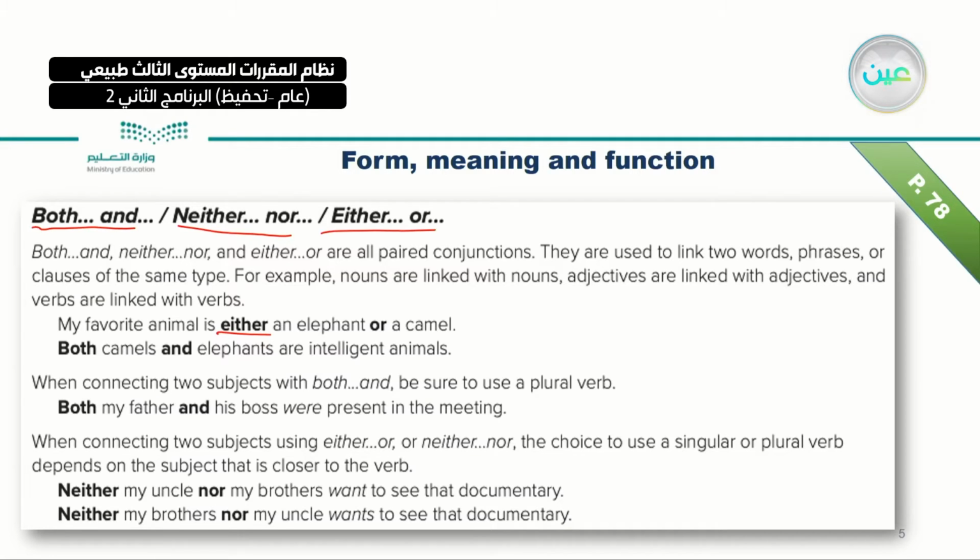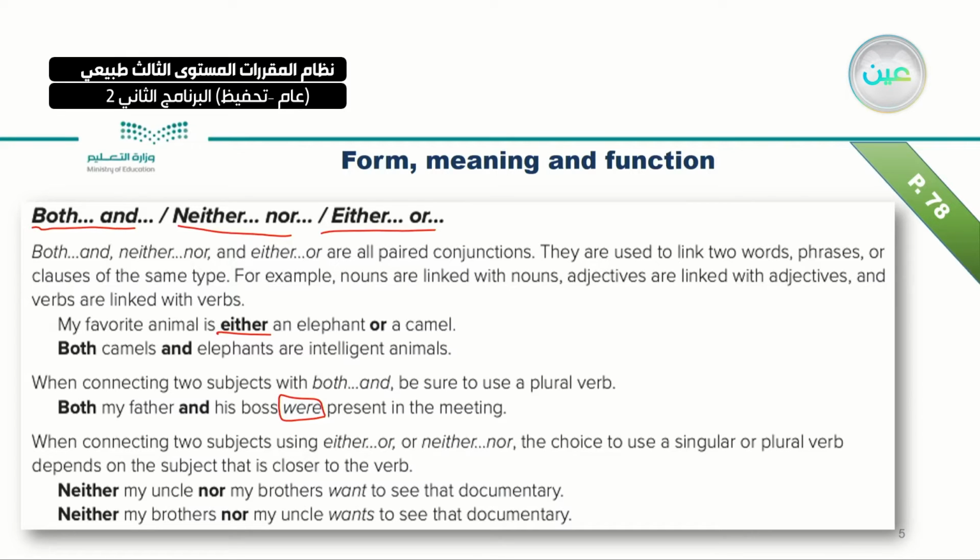When connecting two subjects with both and, be sure to use a plural verb, okay. What do I mean by this? Look, both my father and his boss were, so I am using a plural verb here, were present in the meeting. So here, both my father and his boss were present in the meeting.